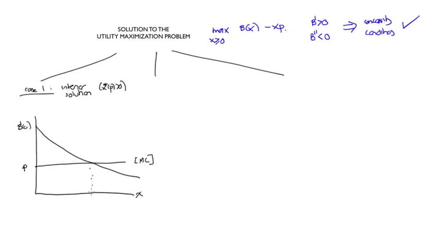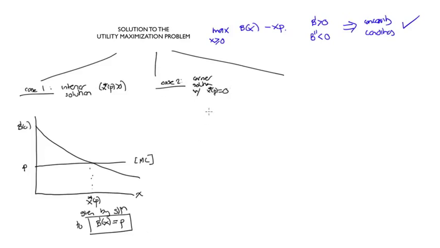And we're going to have that the optimal level of demand is given by X star of P. In particular, X star of P is given by the solution to B prime of X equals P. That is the equation that determines the interior solution. Now, there is a second case that we also look at length in Unit 1, which is a corner solution with X star of P equals 0.